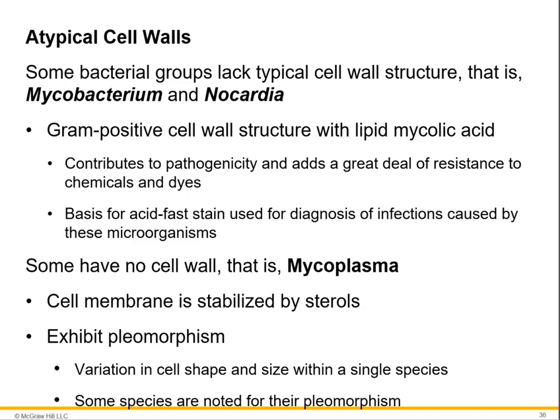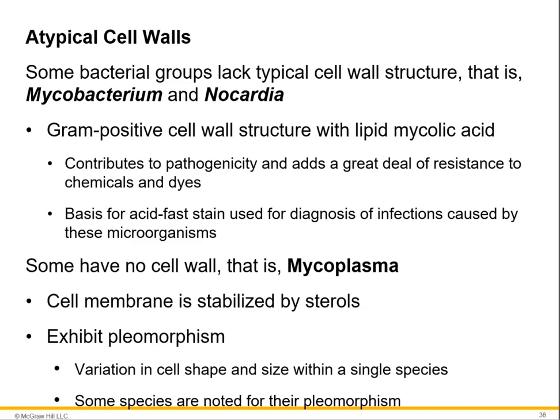Some bacteria are going to have atypical cell walls, for example, Mycobacterium and Nocardia. Now these guys have a gram-positive cell wall structure, but they have these lipid mycolic acids coming off of the cell wall. These mycolic acids make these species really resistant to our immune system and our immune defenses. It also makes them resistant to most chemicals and dyes. So we use a totally different stain for these organisms.